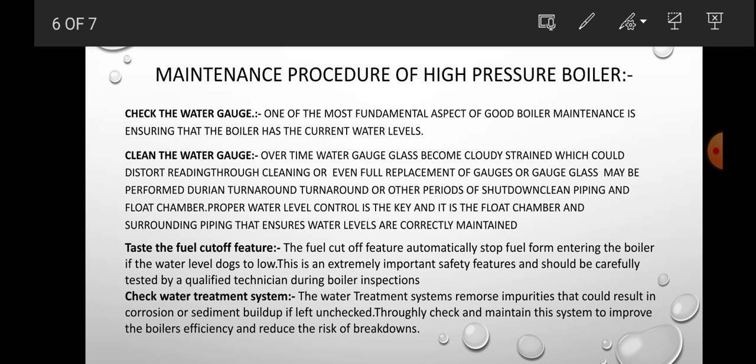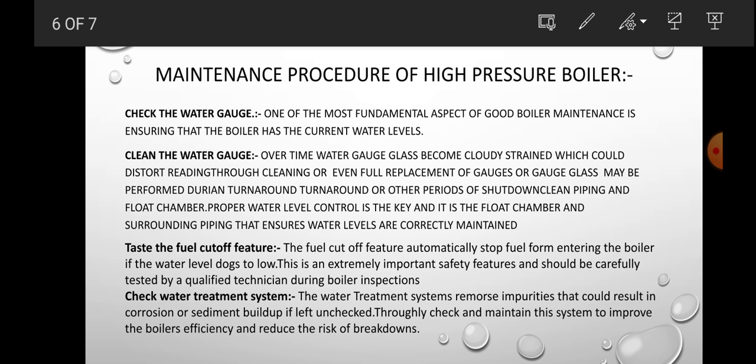Test the fuel cutoff features. That means the fuel cutoff feature automatically stops fuel from entering the boiler if the water level drops too low. This is an extremely important safety feature and should be carefully tested by qualified technicians during the boiler inspection. Check the water treatment systems.